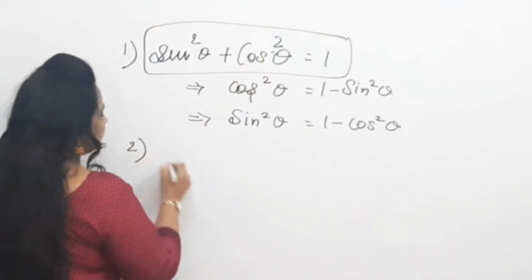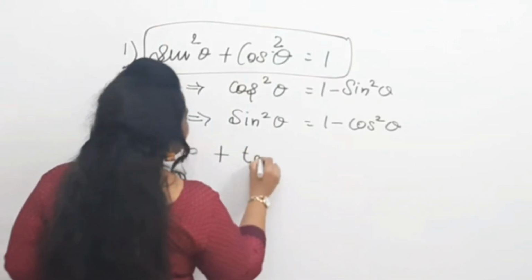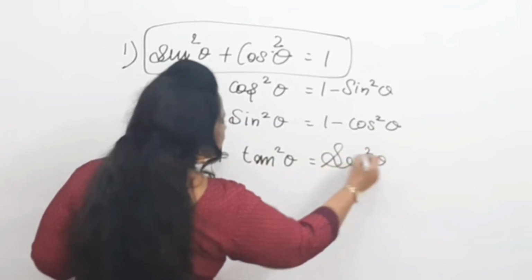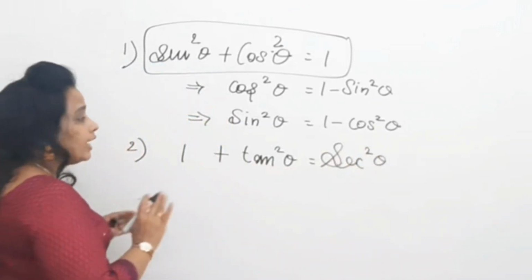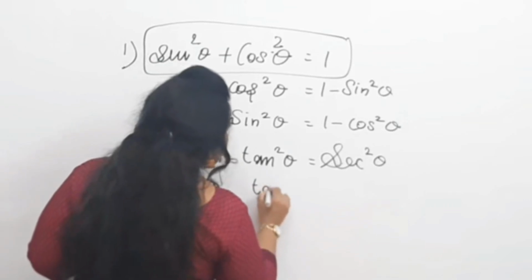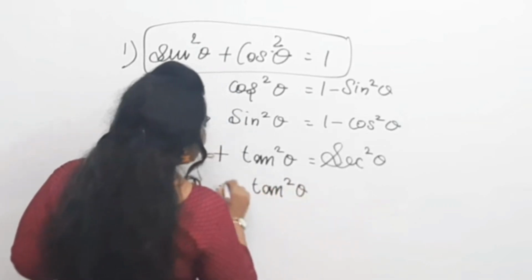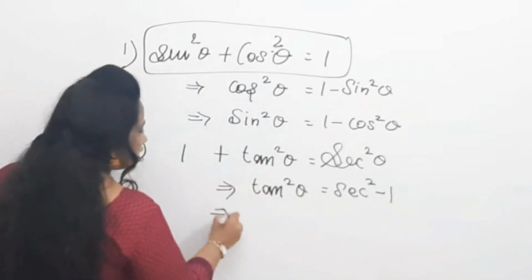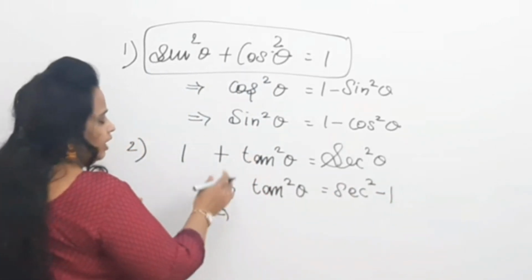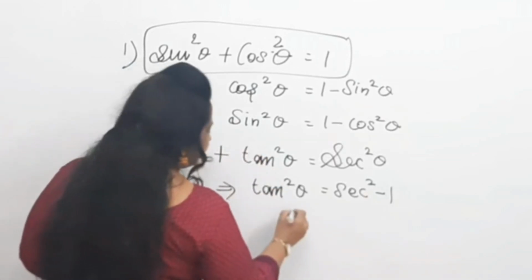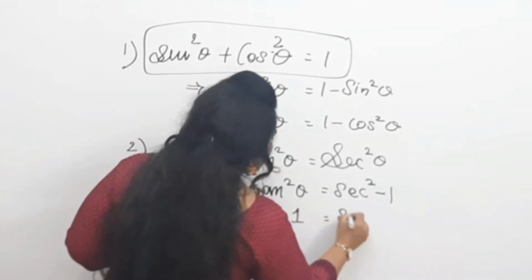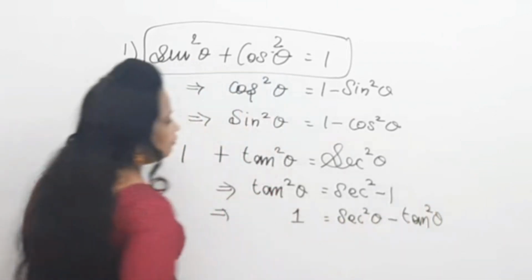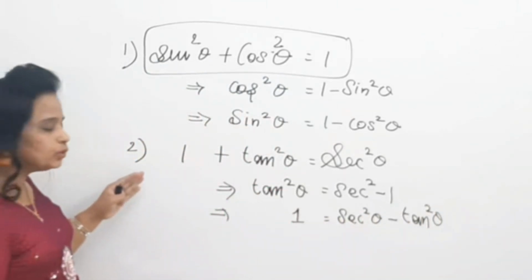And my second identity is 1 plus tan square theta is equal to sec square theta. So, you should not get confused about the ratios. So, tan square theta is equal to sec square theta minus 1. You can get many identities from this, but I would write the important ones, that is 1 is equal to sec square theta minus tan square theta. So, hope everyone understands the identities, how to get them.